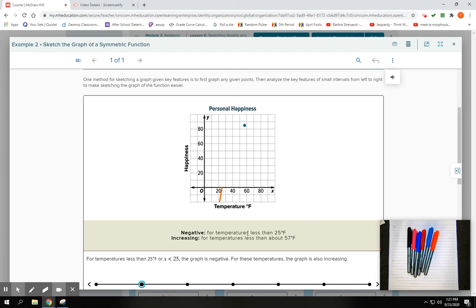Next, we know that it's negative for temperatures less than 25 degrees and increasing for temperatures less than 57 degrees. So for temperatures less than 25 degrees, or when x is less than 25, the graph is negative. For these temperatures, the graph is also increasing. So we know it's going up towards our dot.